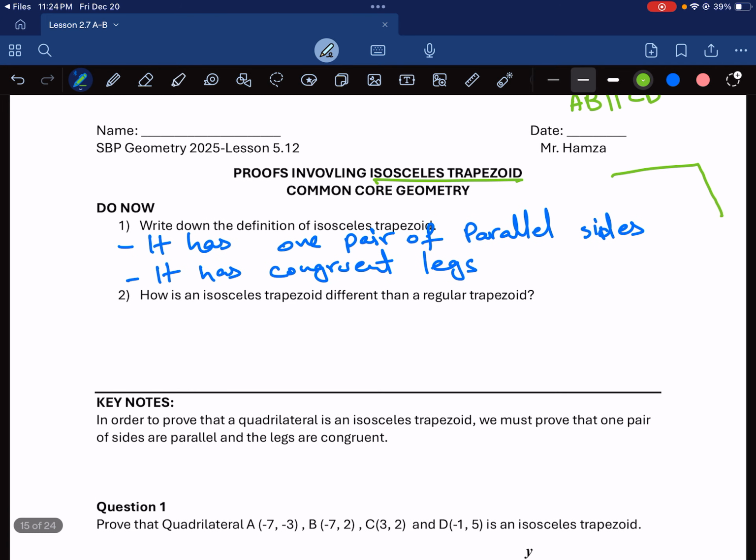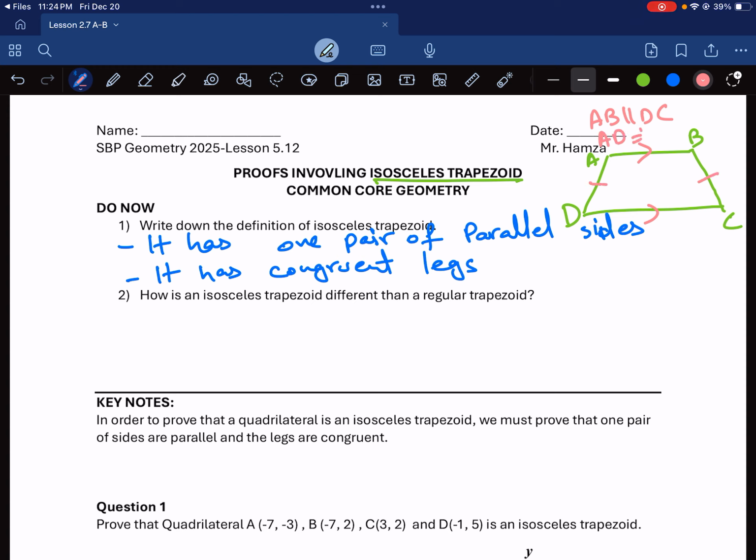Let's say we have this isosceles trapezoid right here. What it needs to have is one pair of parallel sides. So basically AB needs to be parallel to DC, but the legs need to be congruent. So AD needs to be congruent to BC. Okay, so we basically have to prove two things.